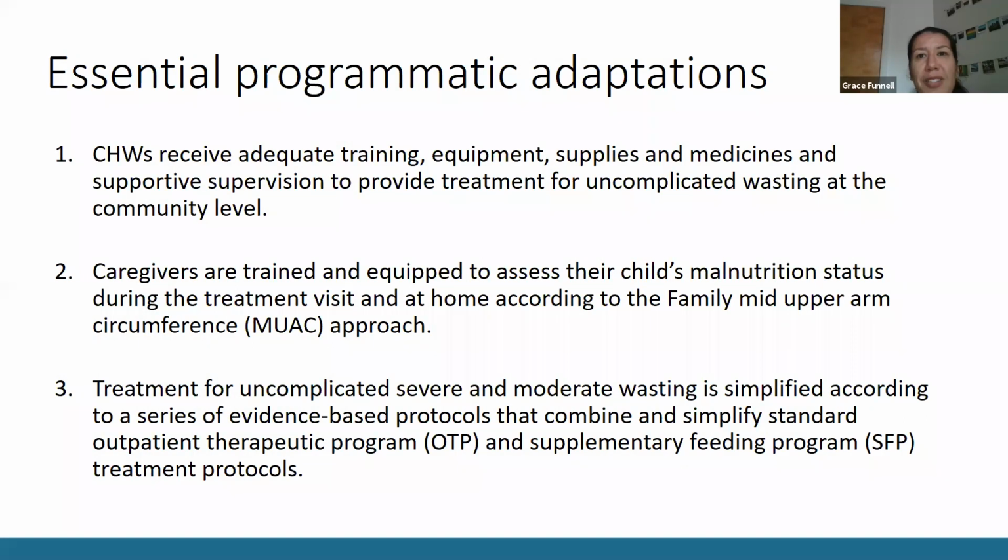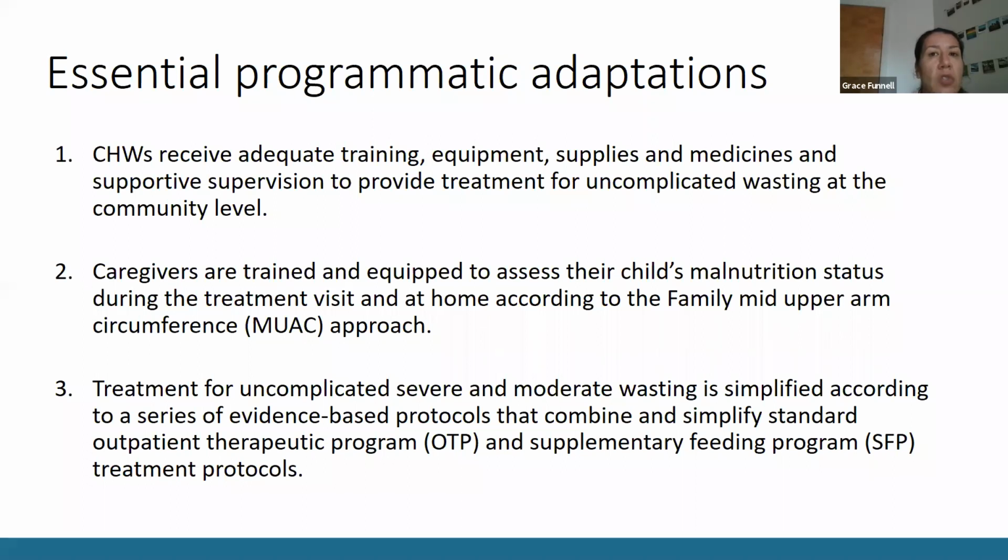So to jump into the meat of what's in this toolkit, it begins by presenting a number of essential program adaptations, the key core pieces that we'll be covering in the toolkit. The first is training community health workers, ensuring that community health workers receive adequate training, equipment, supplies, and medicines to be able to provide treatment of uncomplicated wasting at the community level. So again, this is equipping community health workers to treat at the community level and eliminate the need for caregivers and families to bring children to the health facilities.